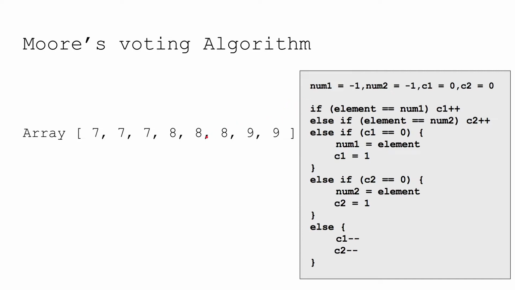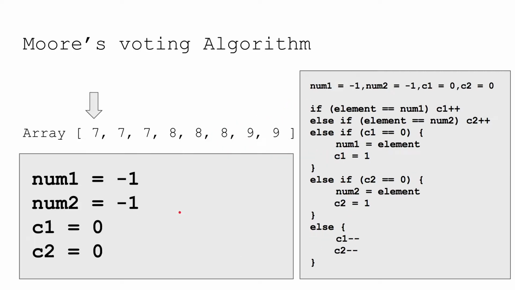Okay, so let's do a dry run on this array to understand this algorithm better. So we'll start with the first element. Here we have these variables initialized at the beginning of this algorithm. So initially we'll start with the first element. So here the element is 7. So here we'll see if element is equal to num1. The value of num1 is -1. That means it does not match with the current element. Hence we'll move to the next condition.